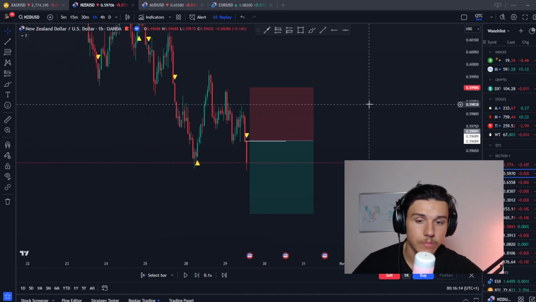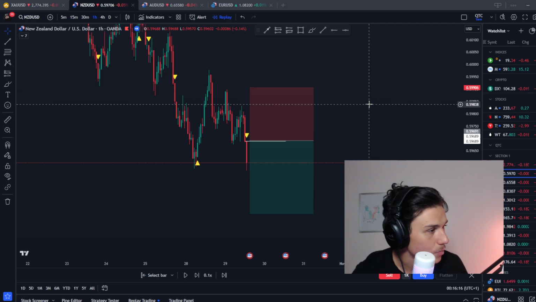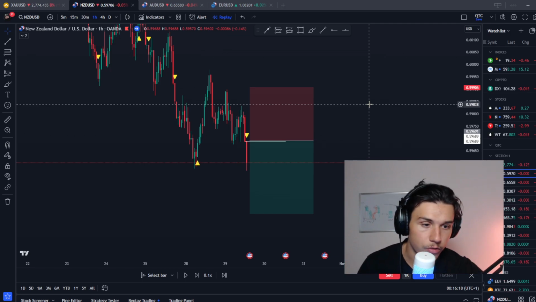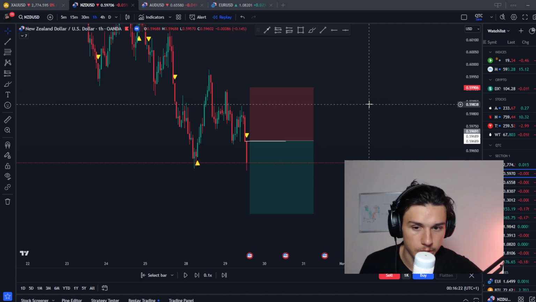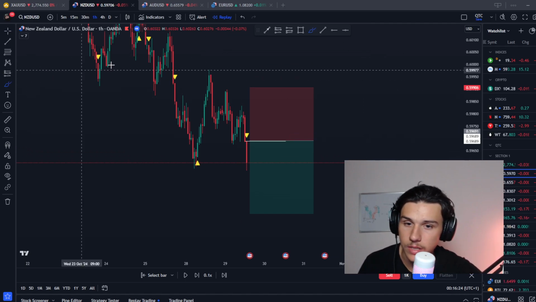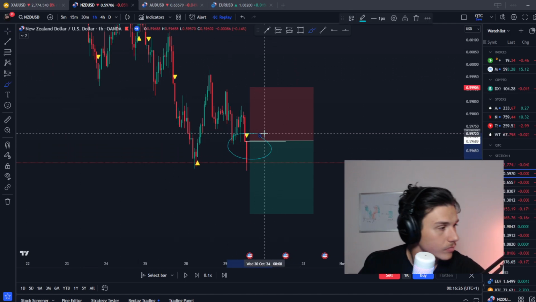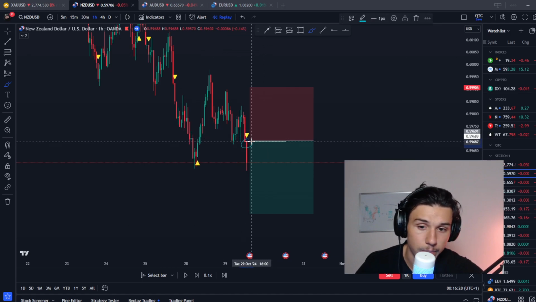How did we get our entry? Simple. The compensation play. What is a compensation play? We wait for a candle with no wick, wait for price to retrace to that no wick, and then we take the position in the opposite direction. So in this case, we had our no wick candle. We had our imbalance created.